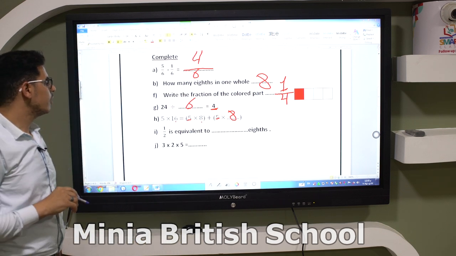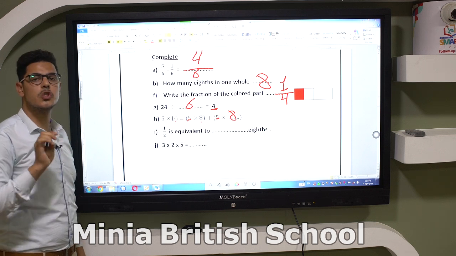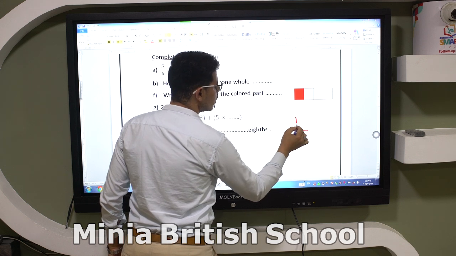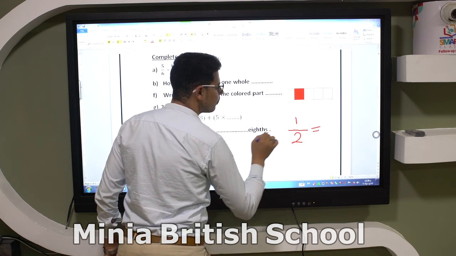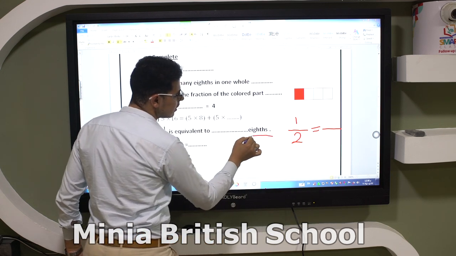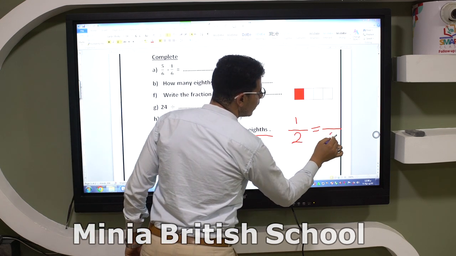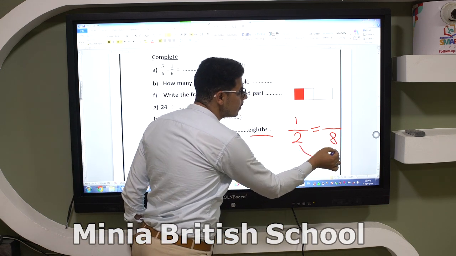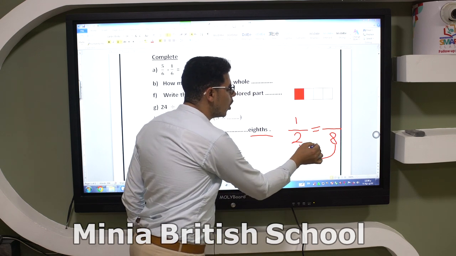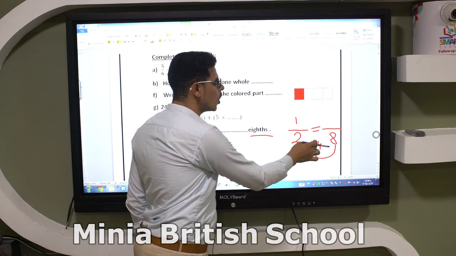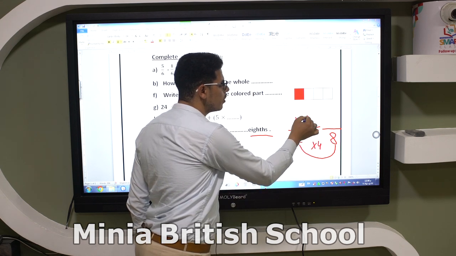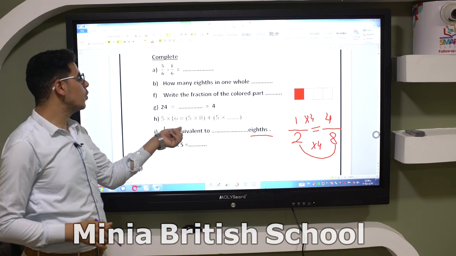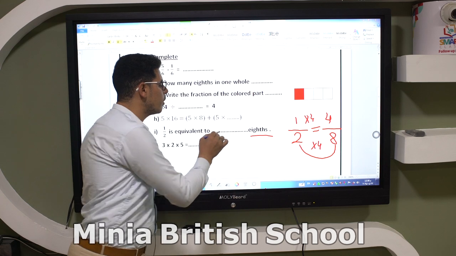The next example, half is equivalent to how many 8ths? Here, it will be half equals. He said 8ths, so I will write 8 as the denominator. And ask yourself, 2 became 8, so I will multiply by 4. 2 times 4 equals 8, and 1 times 4 is also 4. So half is equivalent to how many 8ths? I will write 4 as it is.